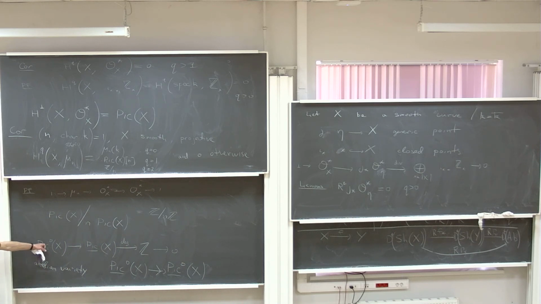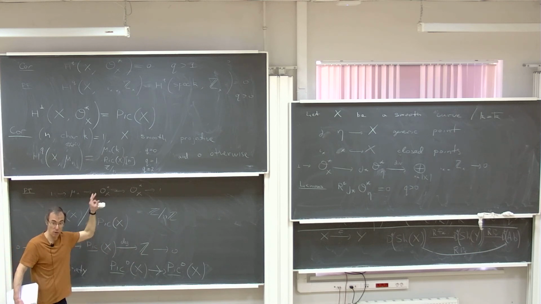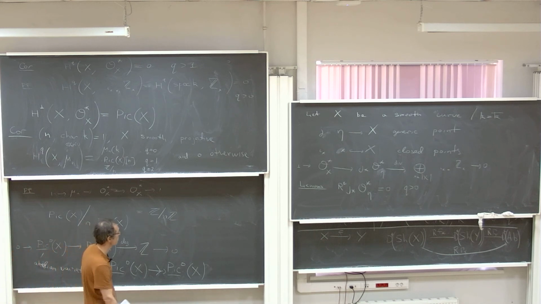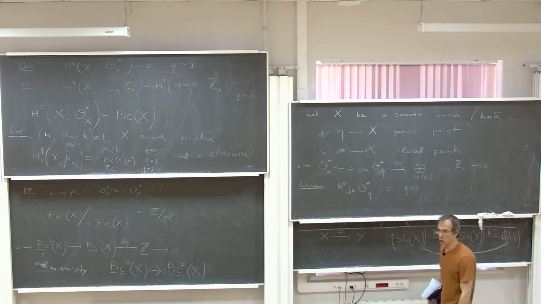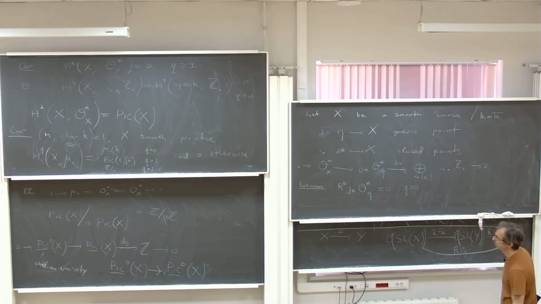And therefore, that means that this Pic^0 is a divisible group. Every multiplication by any integer n is surjective. Therefore, it does not contribute to this quotient. Pic X, you can write Pic X as Pic^0 of X times Z. But because Pic^0 of X modulo n is 0, you get this result. OK? So we computed étale homology of curves with constant coefficients.